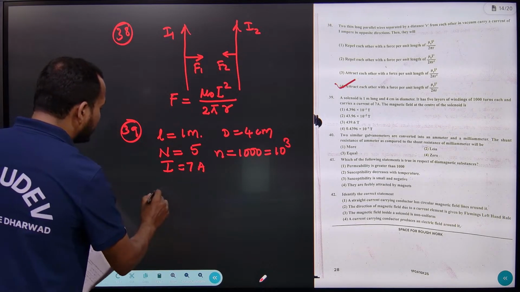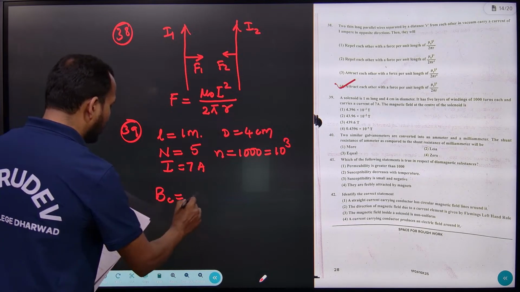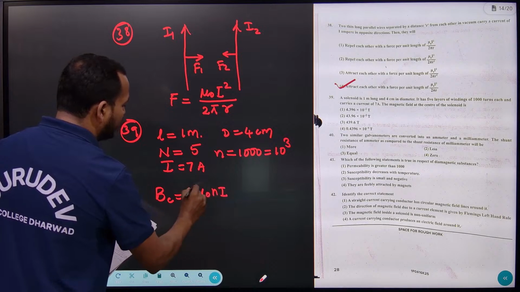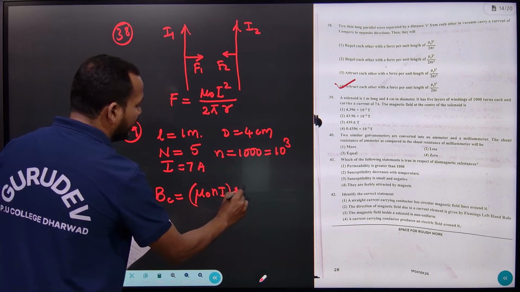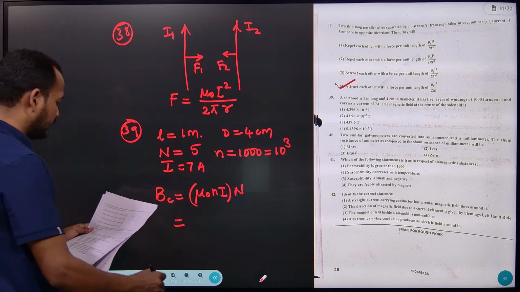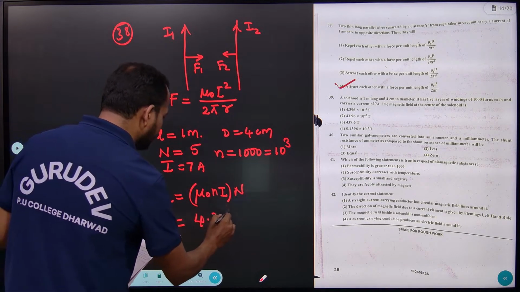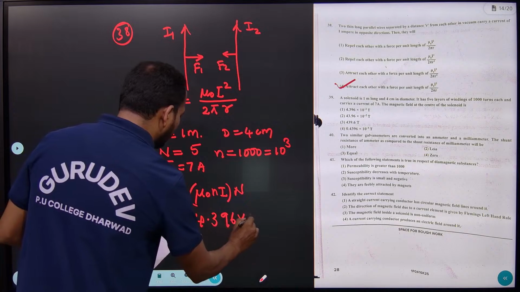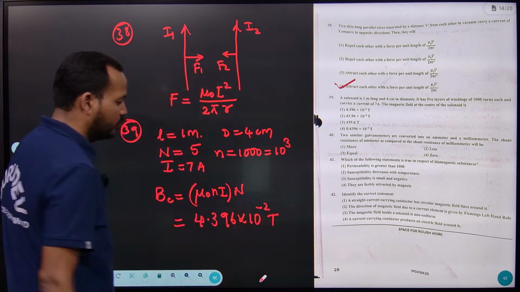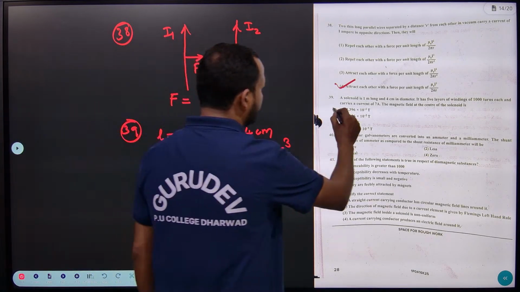The magnetic field at the center of the solenoid is equal to mu naught into n into I, with how many layers, that is capital N. So if you substitute all these values, you will get 4.396 into 10 to the power of minus 2 Tesla. So this much value you will get, you can check it out. So the answer is the first option.